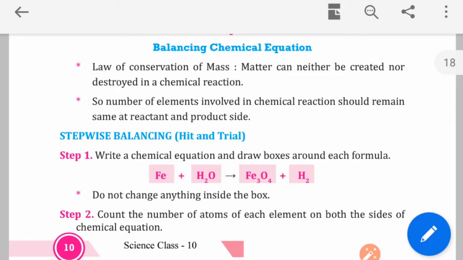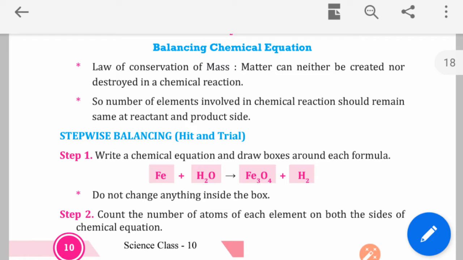Balancing of chemical equations. This is done to obey the law of conservation of mass, which says mass can neither be created nor destroyed in a chemical reaction. The number of atoms of each element involved in the chemical reaction should remain the same on the reactant and the product side. The stepwise balancing of it is by the trial method.